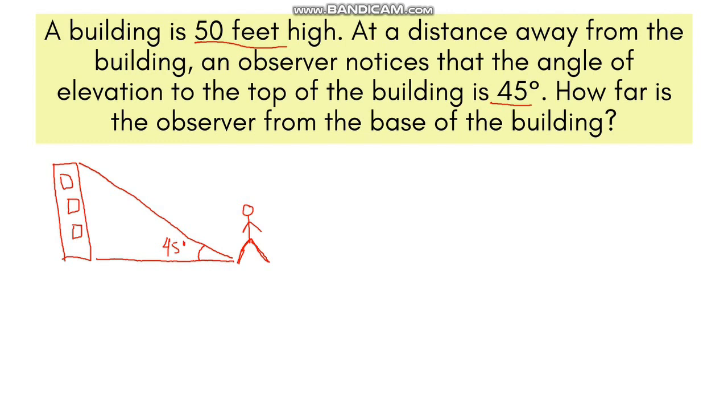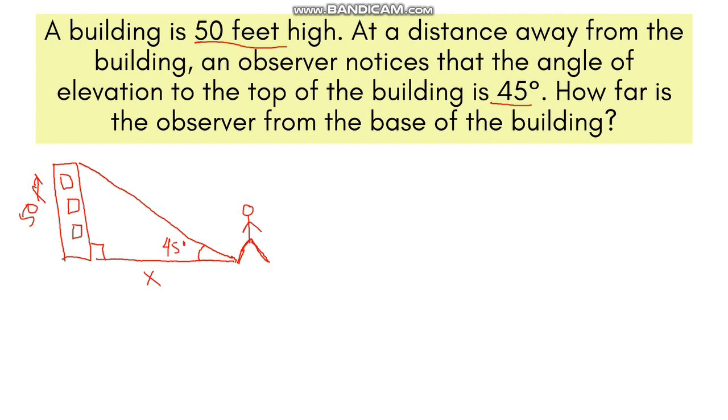Now the height of the building is 50 feet. Then this is the one that we need to know. How far is the observer from the base of the building? So again, after drawing or illustrating the problem, there is now a triangle formed. So let's say this is a right triangle. Now, this angle right here is 45 degrees.